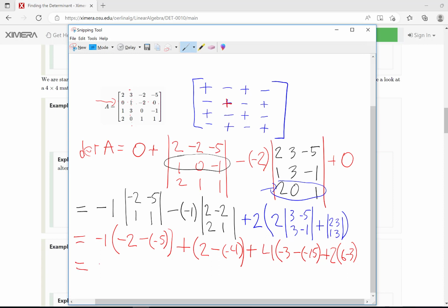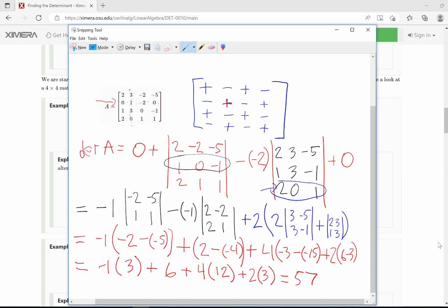Let's try to finish. So let's see. I have -1 times, -2 plus 5 is 3, plus 2 plus 4 is 6. And here I have plus 4 times, now -3 plus 15 is +12. And then I have plus 2 times, that would be 3, 6 minus 3. So let's see what I have. I have a bunch of positive numbers. 6 and 48 is 54. 60 minus 3, I'm getting 57.